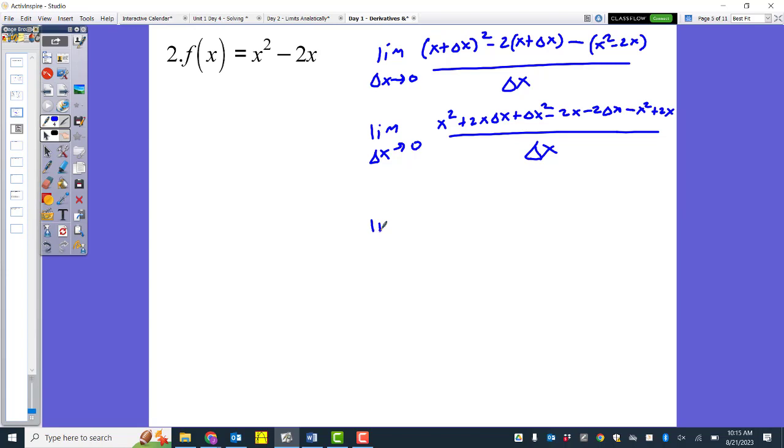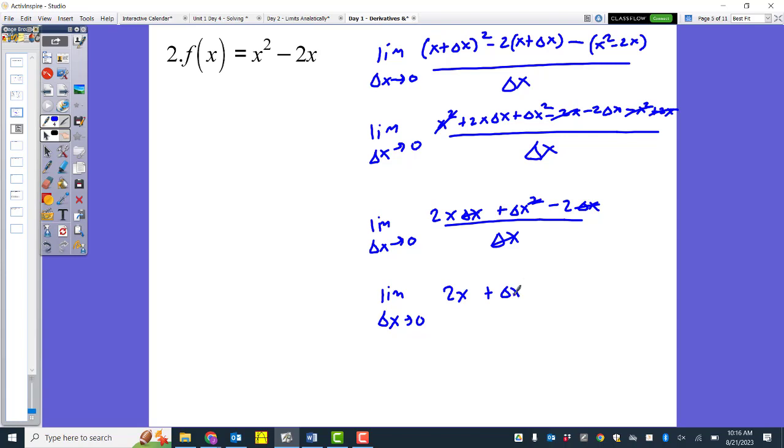And now we'll simplify. Limit as delta x approaches 0. X squareds will cancel. The 2x will cancel. We're left with 2x delta x plus delta x squared minus 2 delta x. The delta x's will cancel. Limit as delta x approaches 0 of 2x plus delta x minus 2. As delta x approaches 0, this is going to approach 0, so we end up with 2x minus 2. This is the equation of the derivative.